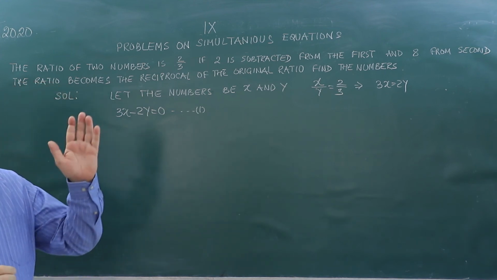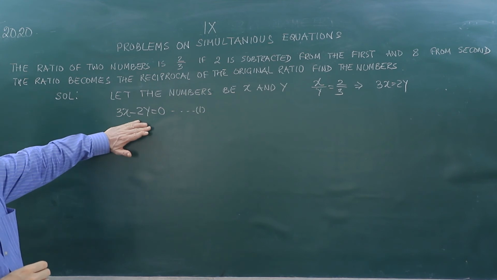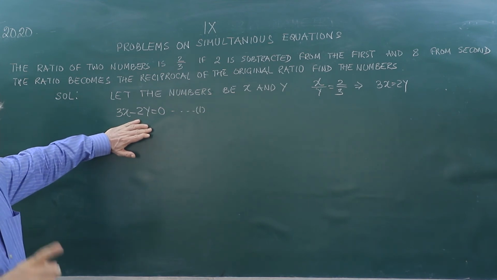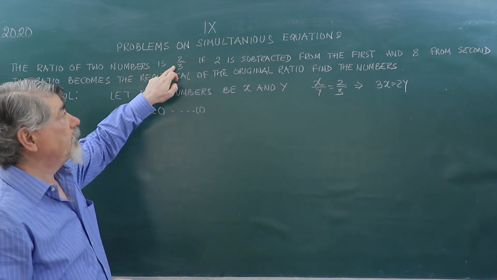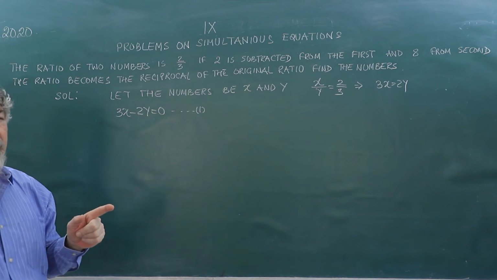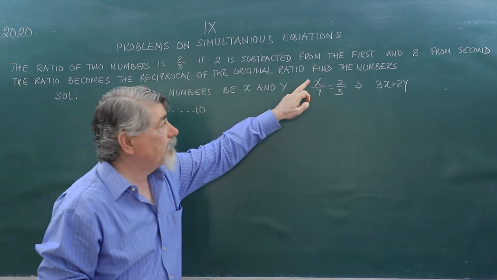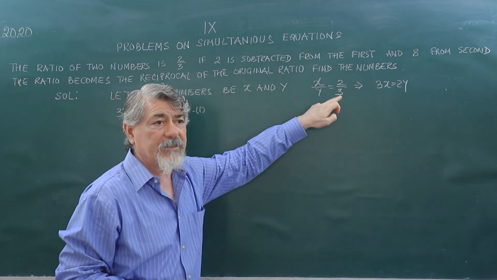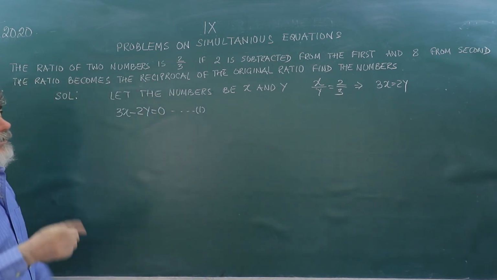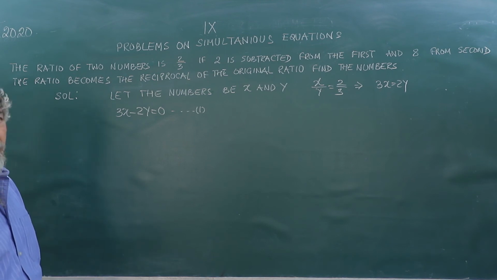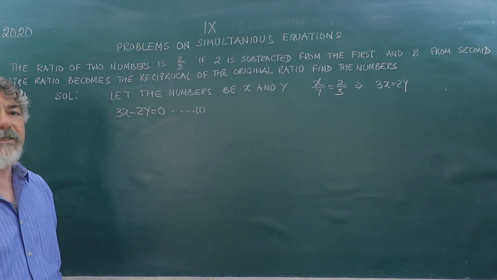This equation was obtained from condition 1. He said the two numbers are in the ratio 2:3, so I assumed the numbers to be x and y. I calculated the ratio of x to y as 2/3, cross multiplied, and got one equation. There is another condition given to you, and from that condition I will obtain another equation.